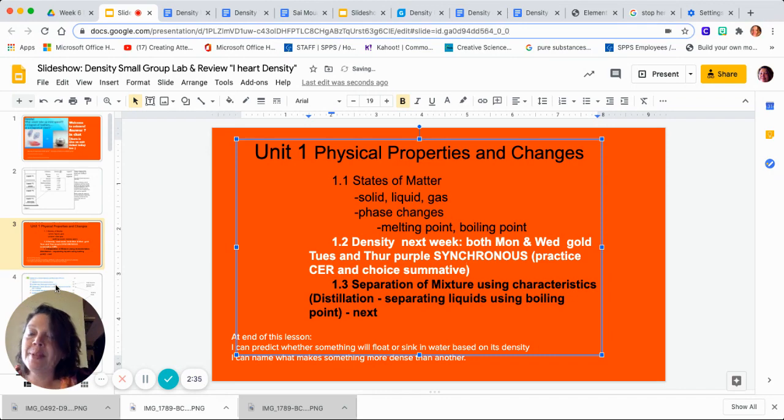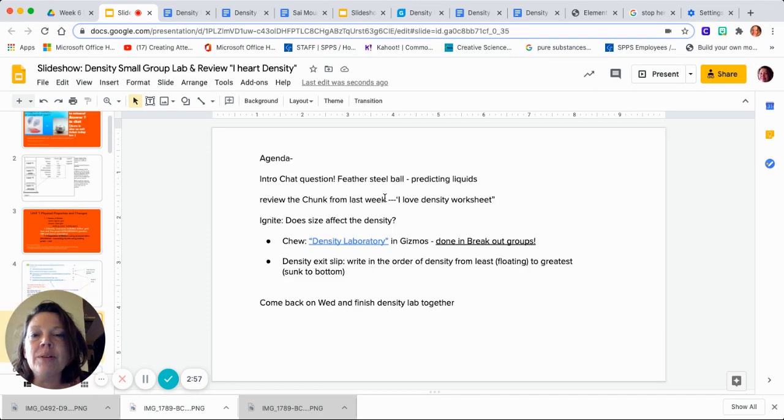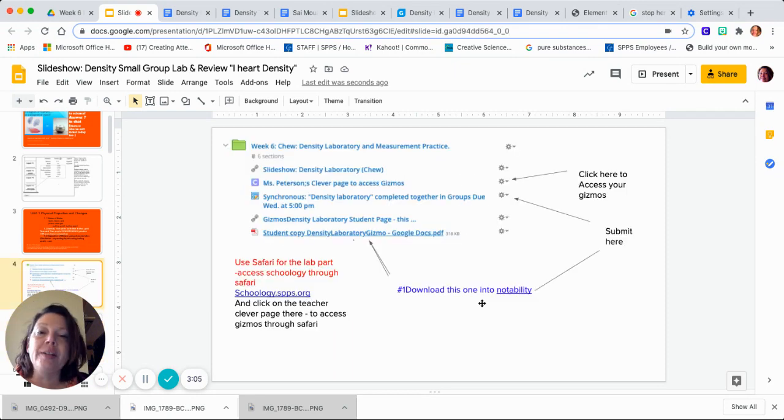Okay. All right. So you're in this folder, week 6, CHEW, density, laboratory, and measurement practice. You're going to go to the Clever page, and then you're going to click Gizmos rostering. And that will bring you to a possibility of many different gizmos we've done. And the one that you're going to choose is density laboratory. All right. And that density laboratory one, you will do that in Gizmos. And even though you weren't here in the breakout groups, you're going to still do it on your own. And there is a student copy, density laboratory gizmo, you will download into Notability. And then you'll upload it back here when you're done.